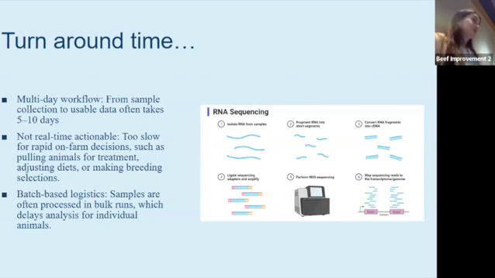And so there's also the issue of what we call batch-based logistics. It's a little bit more sensitive to what lab is doing what and what protocol is used. And so if you have different RNA sequencing data from different places, there are ways to adjust for those batch effects, but it can get a little bit tricky. It's less uniform than the genotyping that we use.